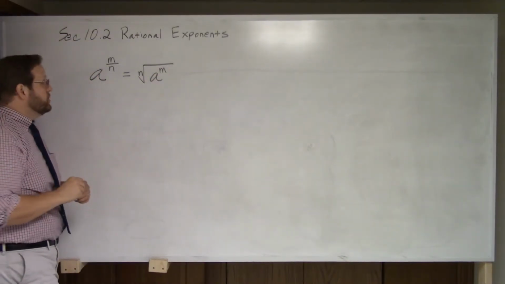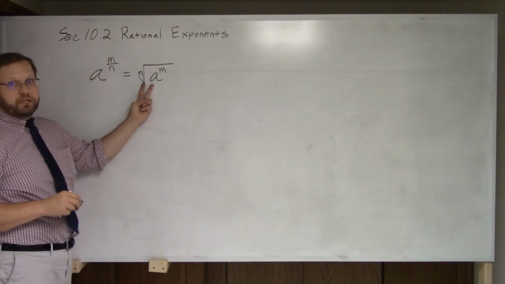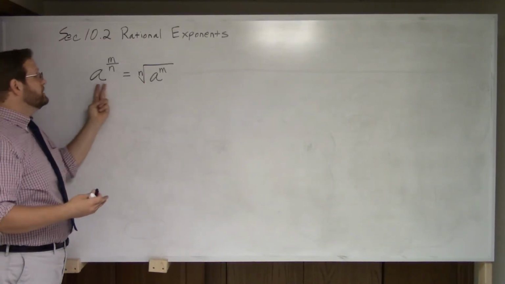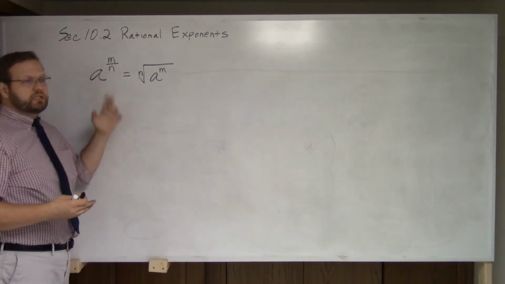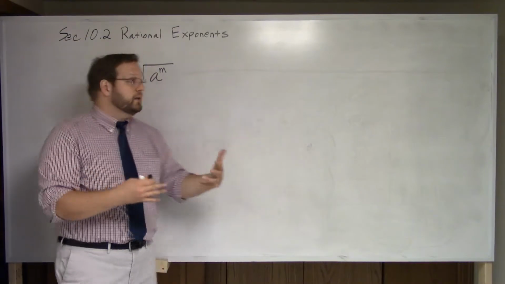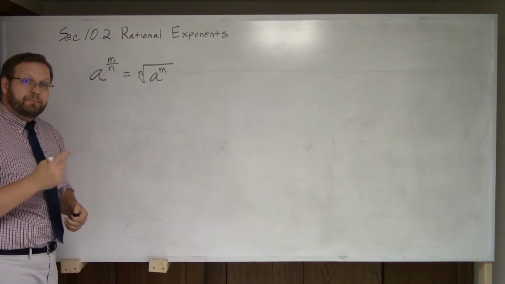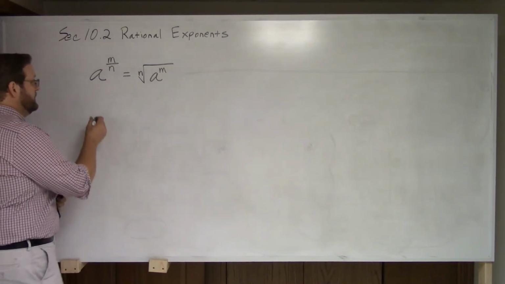Okay? So this is a rational exponent notation. This is radical notation. Notation is a way of writing it. These mean the same thing. Just like 3/4 means the same as 0.75. Different ways of writing it. Let's start off by translating back and forth a few of them.